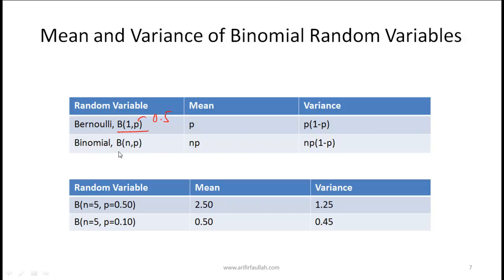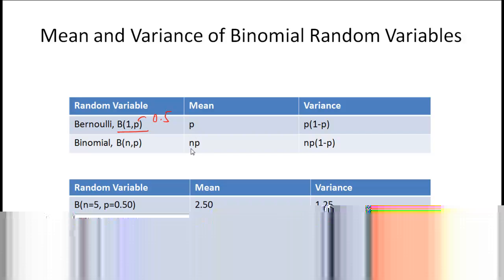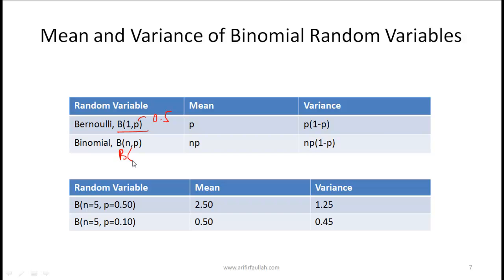B(n,p) means that you are flipping the coin n times, so you are doing n Bernoullis, and p is the probability of success every time you do a Bernoulli. What's the mean value? The mean value is n times p. This is easy to understand with our coin flip example where we have B(10, 0.5): 10 coin flips, and the probability of success is 0.5 each time. So the mean value would be 10 times 0.5, which is equal to 5.